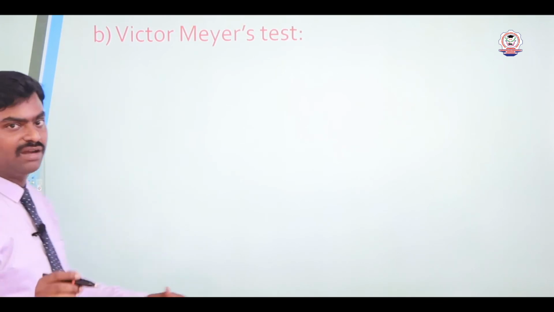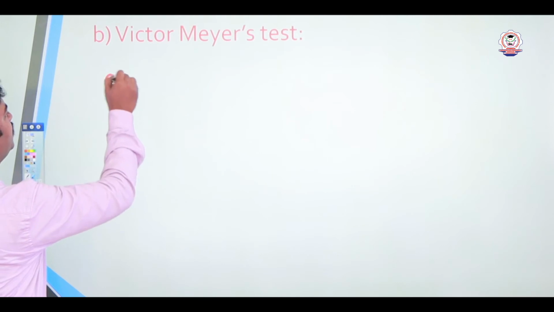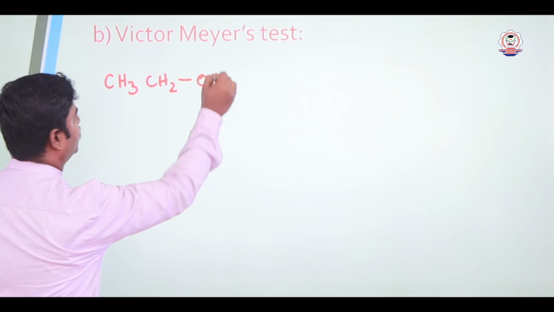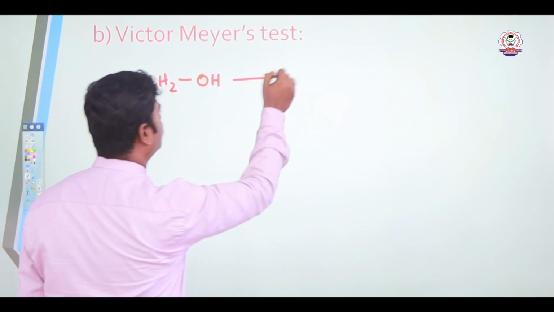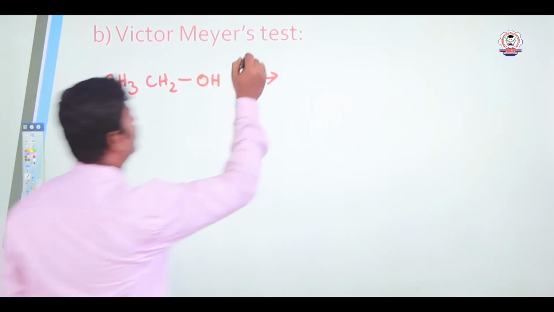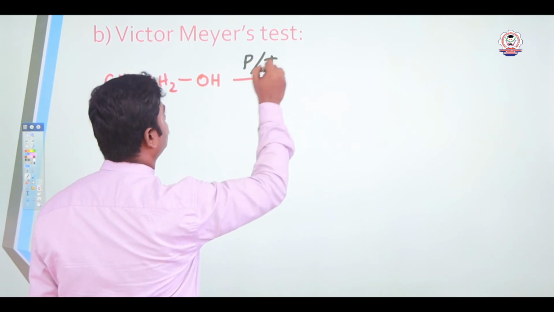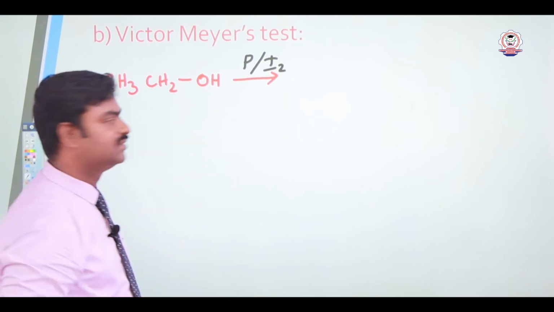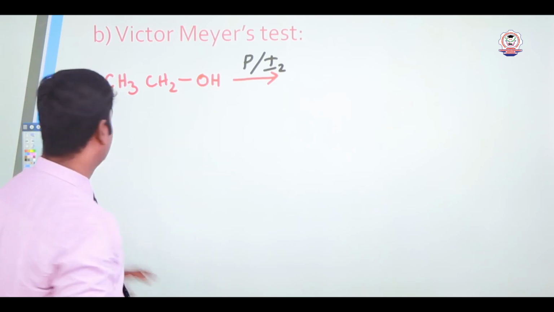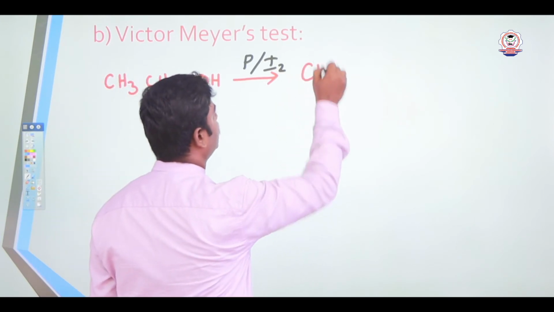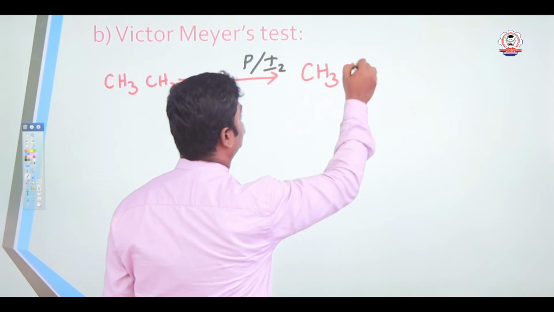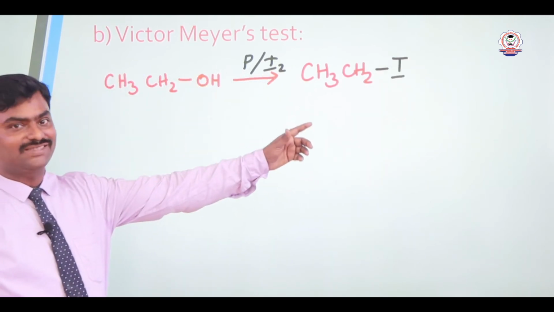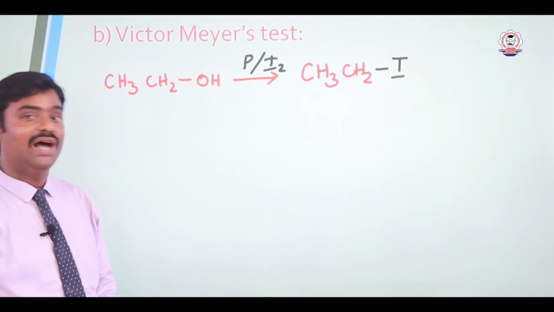So I'll take a primary compound, the first compound CH3, CH2, OH. So it is a primary alcohol, and I'm going to introduce phosphorus with iodine. Okay, so here the OH is replaced and iodine is substituted. So you will get the molecule CH3, CH2, I. So instead of OH, iodine is substituted. Here you are getting iodoalkane.